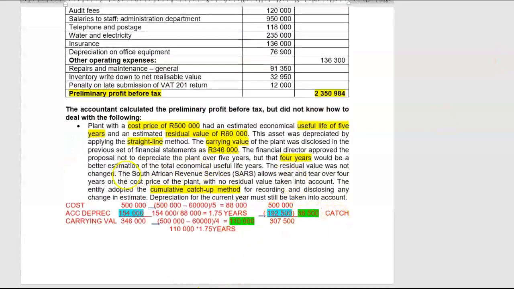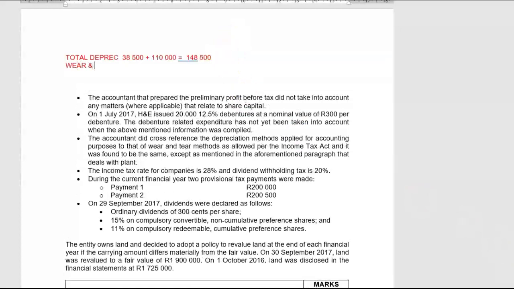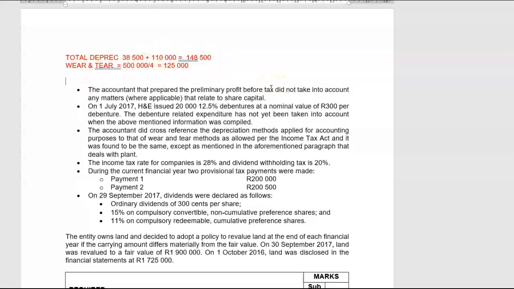There's a sentence that I haven't read. SARS allows wear and tear over 4 years on the cost price of the plant with no estimated residual value taken into account. So what is going to be the wear and tear then? That is going to be 500,000 over a lifetime of 4 years, no estimated residual value. So that's going to be our wear and tear allowance of 125,000 rand. The accountant that prepared the preliminary profit before tax did not take into account any matters where applicable that relate to share capital.